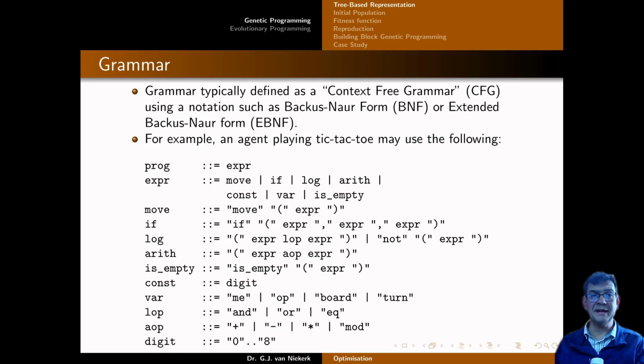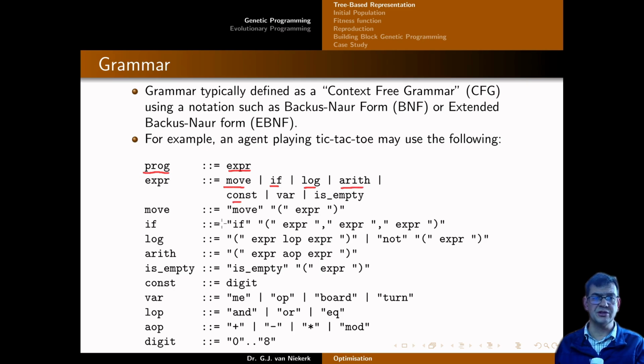Now, the grammar is typically defined as a context-free grammar, or a CFG, using notations either Backus-Naur form or extended Backus-Naur form. So for example, let's say you've got an agent that must evolve to play tic-tac-toe. You could have something like this. We're going to start right at the top. This is where it starts. A program is going to be an expression. Okay. And then an expression could either be a move or an if statement or a log or an arith or a constant and so forth.